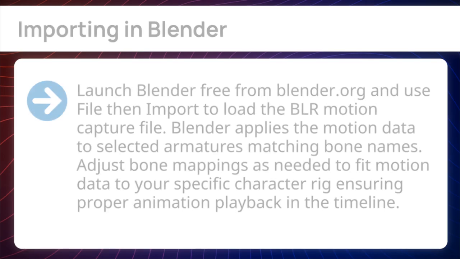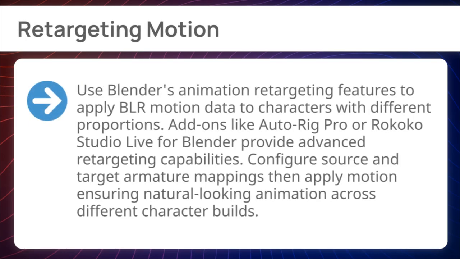Next, Retargeting Motion. Use Blender's animation retargeting features to apply BLR motion data to characters with different proportions. Add-ons like Auto Rig Pro or Rococo Studio Live for Blender provide advanced retargeting capabilities. Configure source and target armature mappings, then apply motion, ensuring natural-looking animation across different character builds.